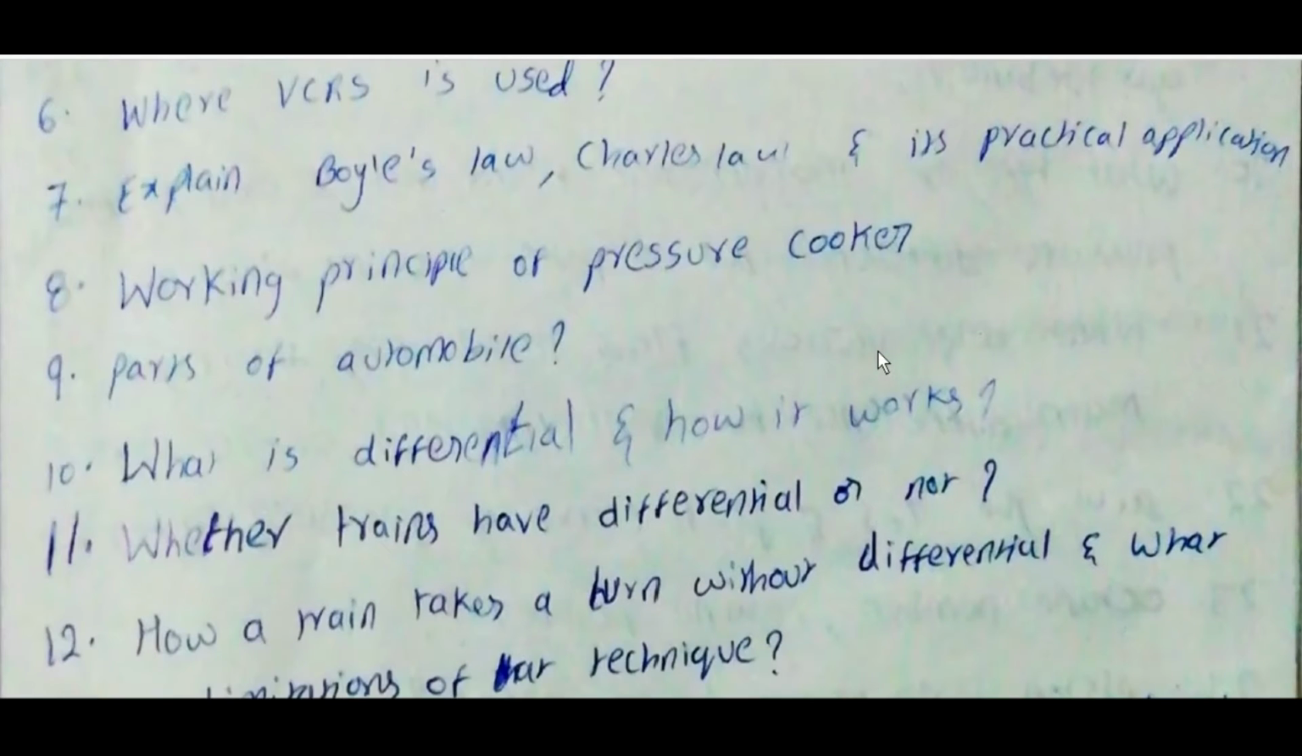Working principle of a pressure cooker. A pressure cooker works based on the principle that the boiling point of water increases with increase in pressure. A pressure cooker is made of heavy gauge aluminum or stainless steel, and both the pressure releasing weight or pressure releasing vent and the safety vent are closed. The volume stays constant, but pressure rises due to heating.